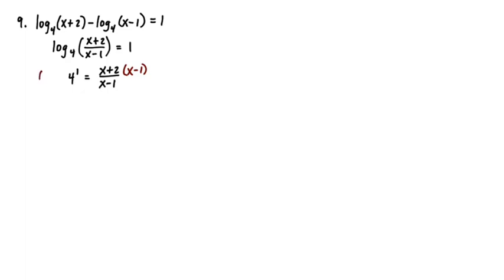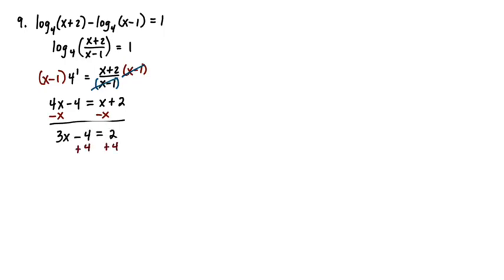I'm going to go ahead and multiply both sides by x minus 1 to clear the fractions. You get 4x minus 4. On the other side, the x minus 1's cancel, and you get x plus 2. We need x on one side only, so let's subtract x on both sides. We get 3x minus 4 is 2. So add 4 to both sides, we get 3x equals 6. So finally divide by 3 and you get 2.